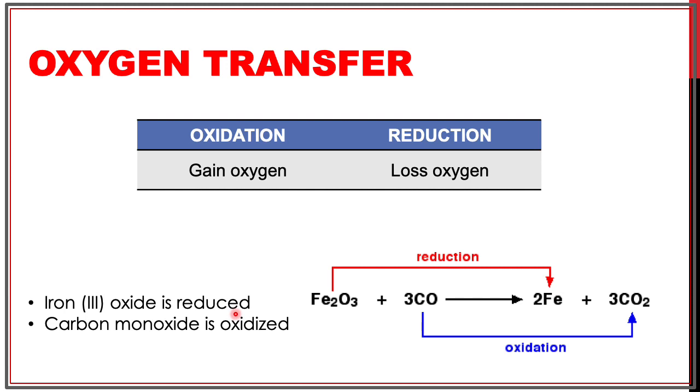But this carbon monoxide undergoes an oxidation process. It gains an extra oxygen. For example, here I have carbon monoxide, only CO. Now it becomes CO2, so it gains oxygen. This process, we call an oxidation process, or carbon monoxide is oxidized.